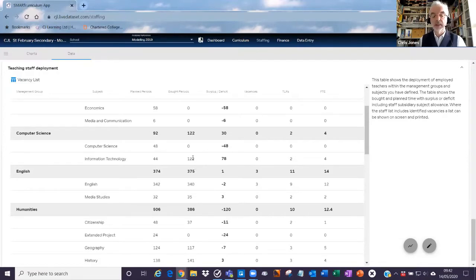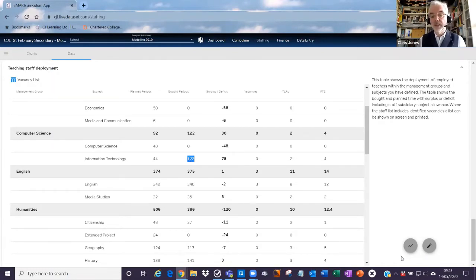So now we don't have that ability to see it with and without. All we're now seeing is we've planned to buy 122 periods, and we've assigned them all to this subject. That leaves us with a deficit, and actually we need to move 48 of those periods over to computer science. So of these people, who is it that's going to be teaching that computer science?